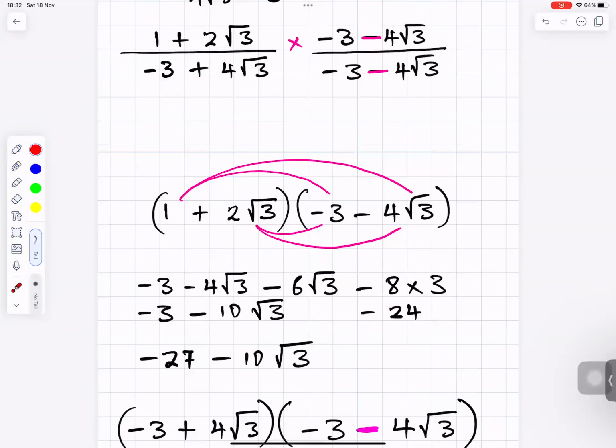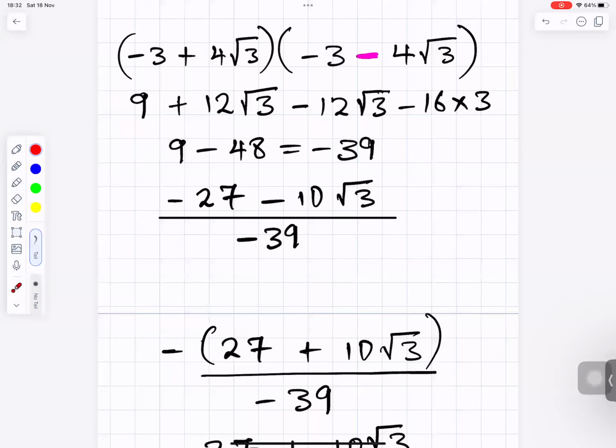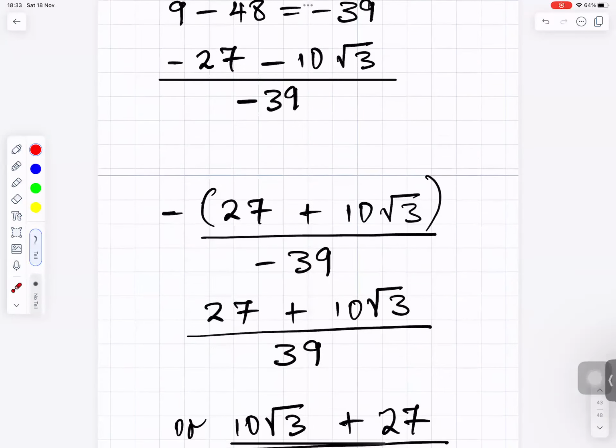Let's do the denominator. For the denominator, we also multiply minus 3 times minus 3, minus 3 times minus 4 root 3, and you get that expression when you expand that. And you will get 9 minus 16 times 3 is 48. 9 minus 48 gives you minus 39. So we write it now: the numerator divided by minus 39. And we want to simplify that. We can take minus out of the bracket.